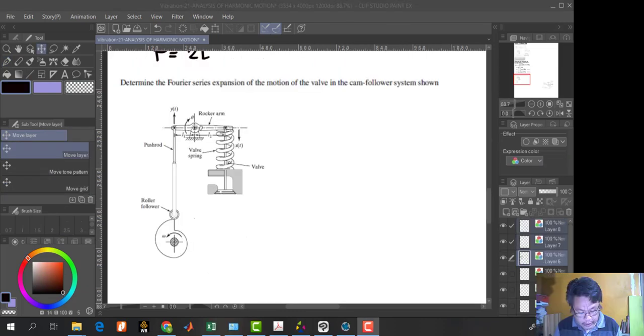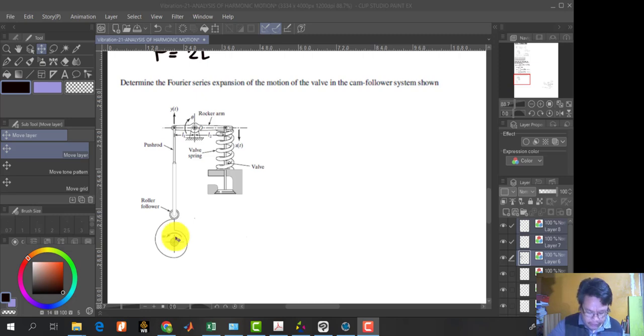Now, in order for us to fully understand the application of the Fourier series to sinusoidal motion or vibration, let's have a sample problem. This is usually coming from the book, and we'll try to scrutinize and solve this problem step by step. Determine the Fourier series expansion of the motion of the valve in a controller system shown.